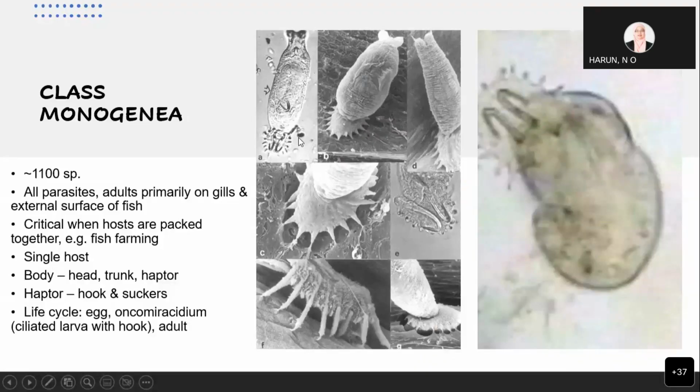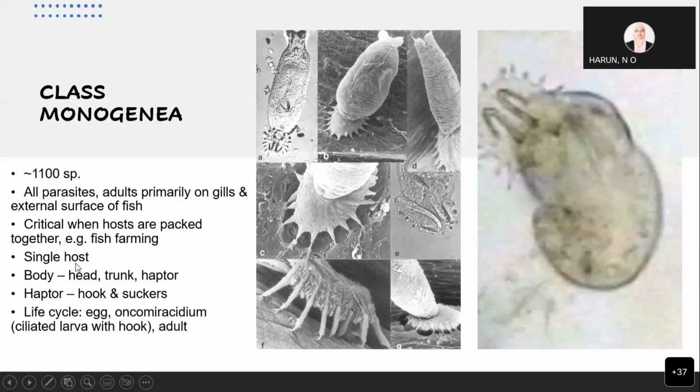Okay, we proceed with the class Monogenia. What we want to know about class Monogenia, this is how it looks like again under the scanning electron microscope, okay, dan juga the transmission electron microscope. Okay, you can see that this is how it looks like. About 11,000 species, bukan satu ataupun dua, but 11,000. All parasites adapt primarily on gills dan juga external surface of fish. Okay, Monogenia selalunya pada ikan.